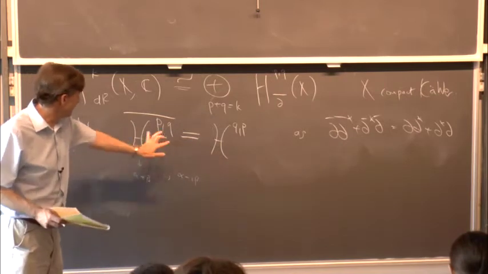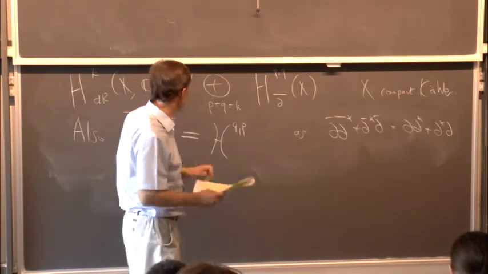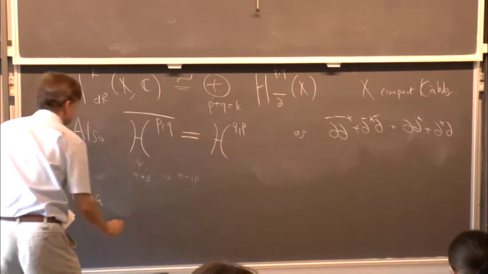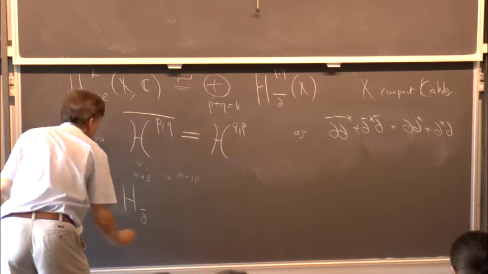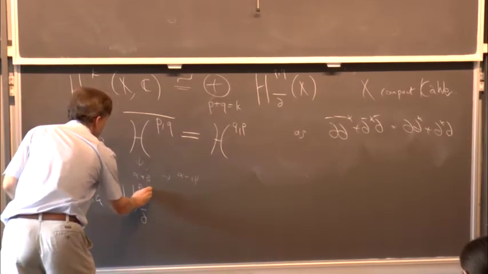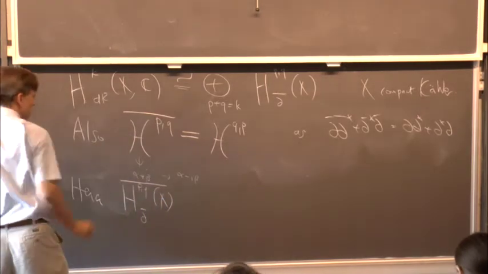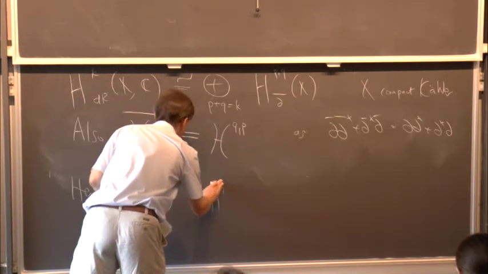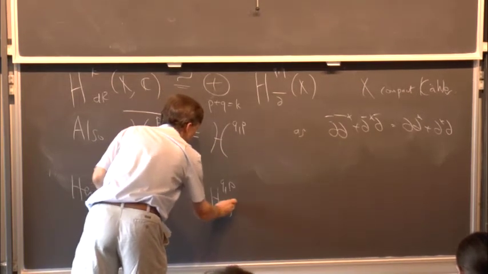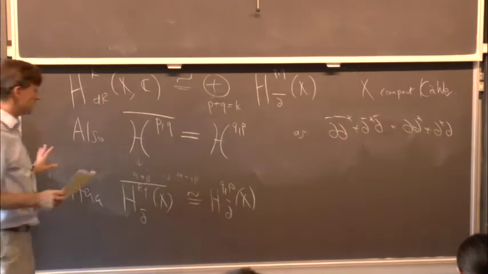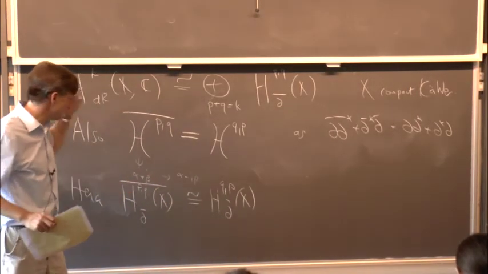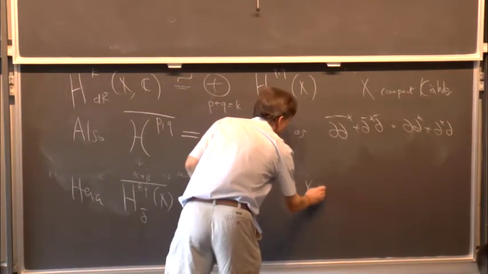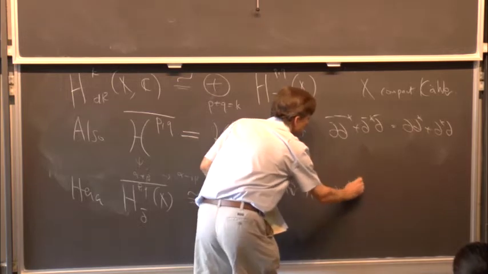But now these are isomorphic to the Dolbeault groups. So hence H^{p,q}_∂bar of X, complex conjugate, is isomorphic to H^{q,p}_∂bar of X. That's a relationship between two different Dolbeault groups. Again, this is for X compact Kähler. I don't think that's true in general.